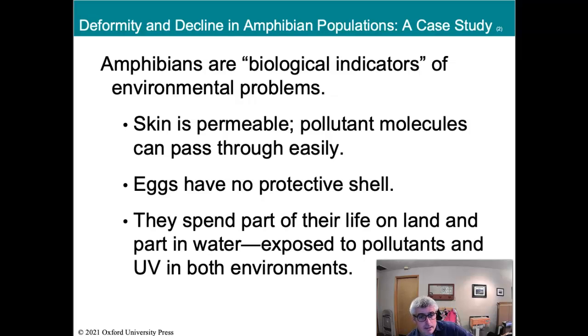So similarly, amphibians are good biological indicators because their skin is permeable. Pollutant molecules can pass through them easily. Their eggs have no protective shell. They spend part of their life on land and part in water, so they're exposed to pollutants in both environments. And so it's a good example of an organism that needs an intact ecosystem to survive. And so because of that, they're great biological indicators.